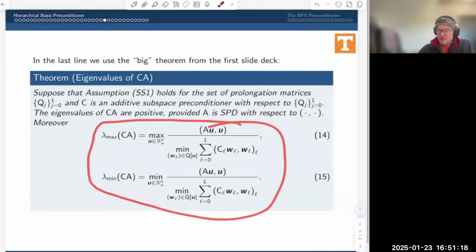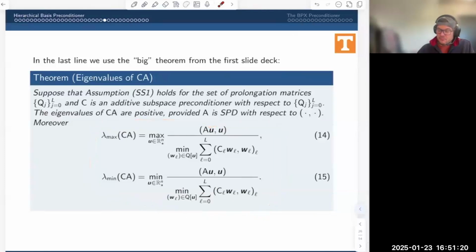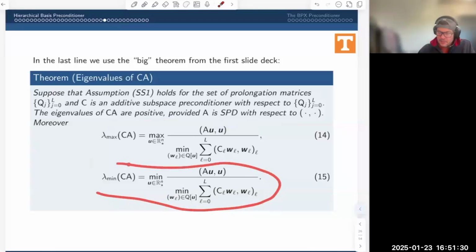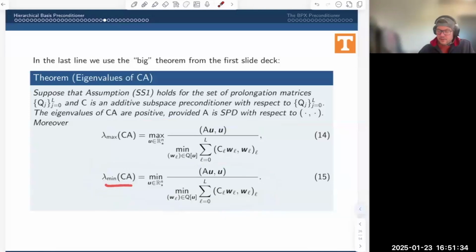So remember, this is our modified Rayleigh quotient result from the first slide deck from chapter 9. And the one we're using is precisely this one when we're trying to find a lower bound for lambda min. So that's the one we use. And the reason why we can do this is because assumption SS1 holds for our hierarchical basis.